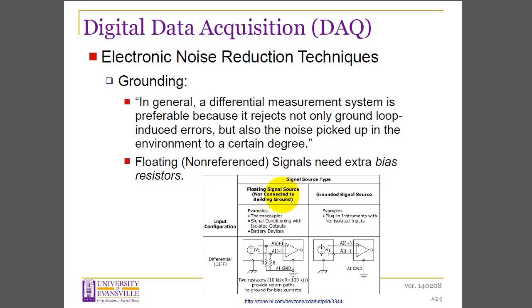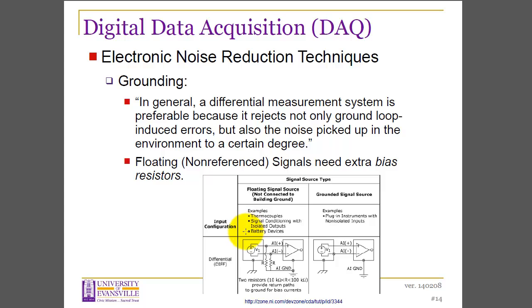Also, we have floating signal sources not connecting to the building ground. Your load cell would be an example. Thermocouples would be another example. Anything that's powered by batteries instead of having to be plugged into the wall, those are other examples of things that are floating, not connecting to the ground of the building.